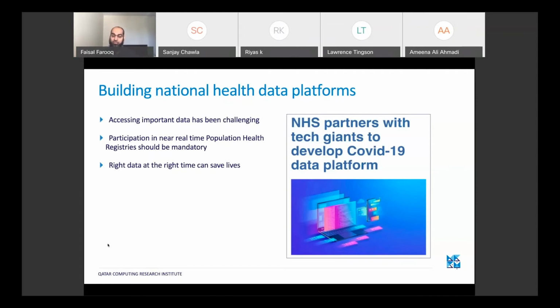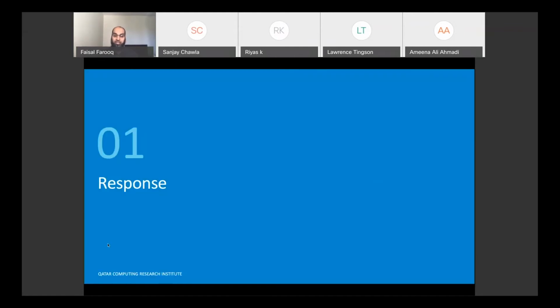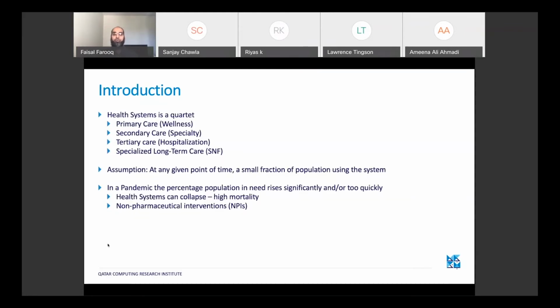Let's go into the response phase, which we are really living right now, because we are currently in the response phase of the pandemic. So the health system is a quartet. Anybody that knows what a quartet is, it's a four-person singing group or four-person music group, right? But the health system is really a quartet. It works on four pillars, right?